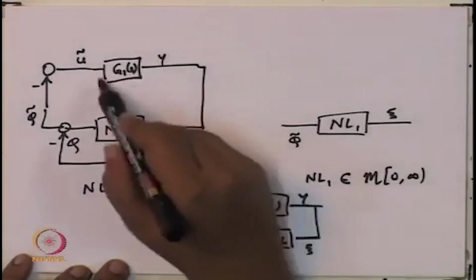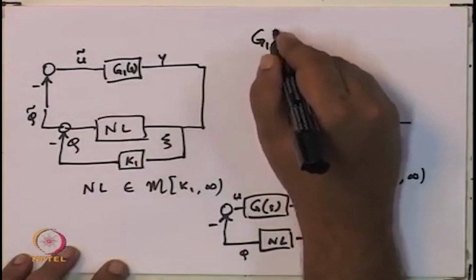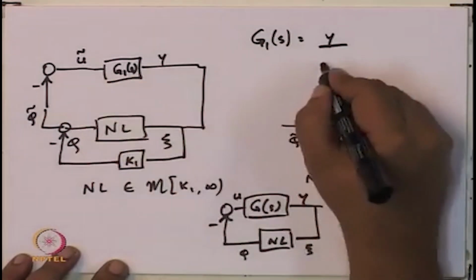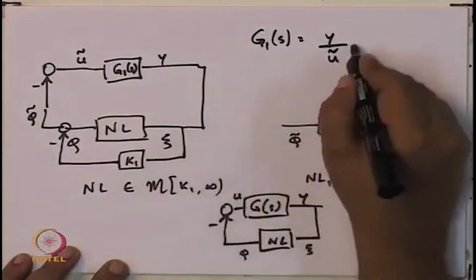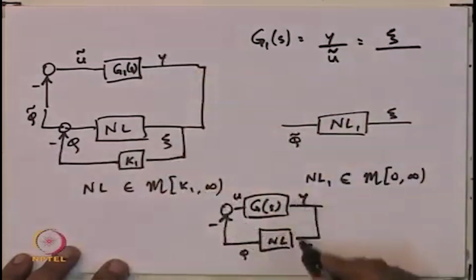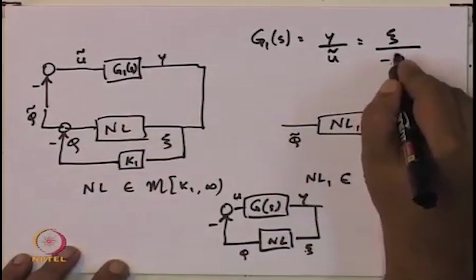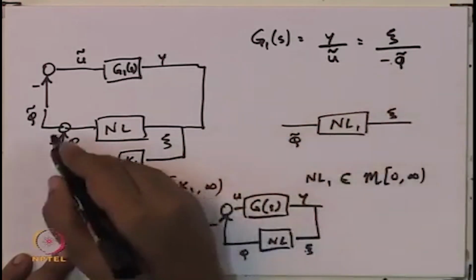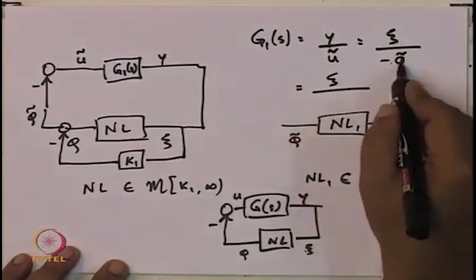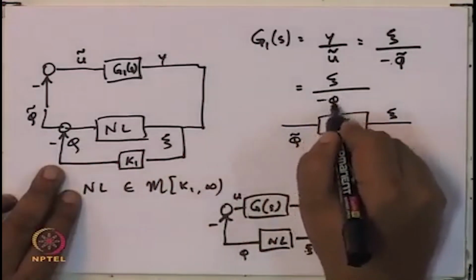Then we can calculate what this g1 of s would be, because the transfer function g1 of s is given by y divided by u tilde, but this is the same as saying psi divided by minus phi tilde, because y is equal to psi, and u tilde is equal to minus phi tilde.